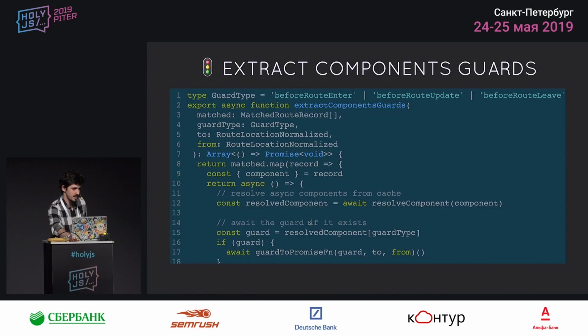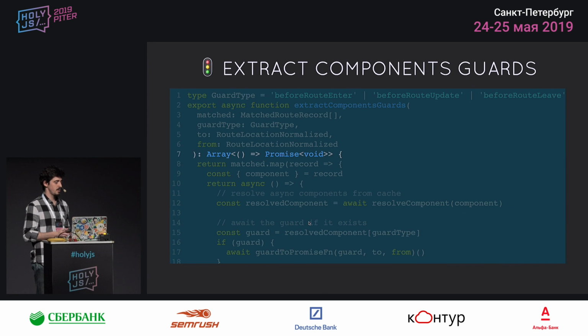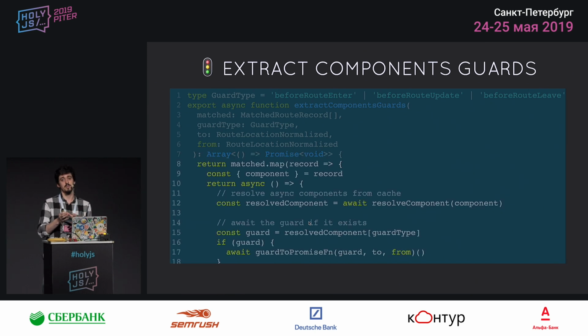And now let's talk about extract components guard, which is the last one I'm going to show you. So you have at the beginning this guard type, which is three strings: before route enter, before route update, and before leave. And we're returning the array of functions that return promises, which is the type that matches the other one. And then we have this transformation.